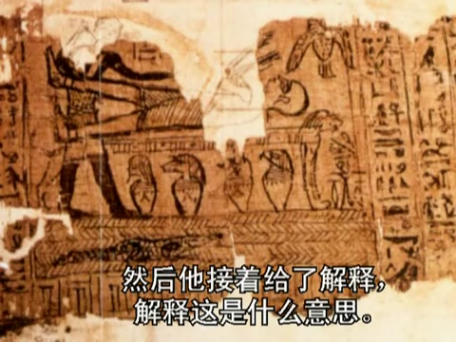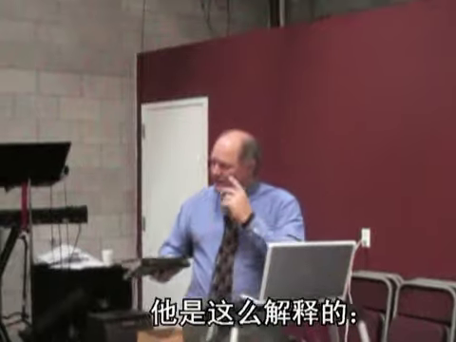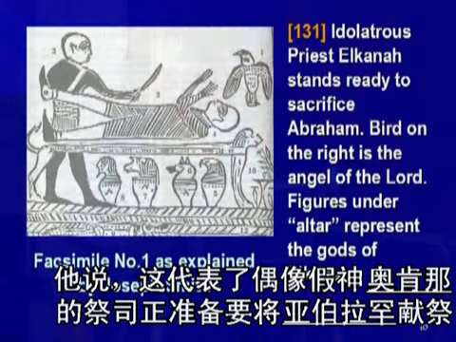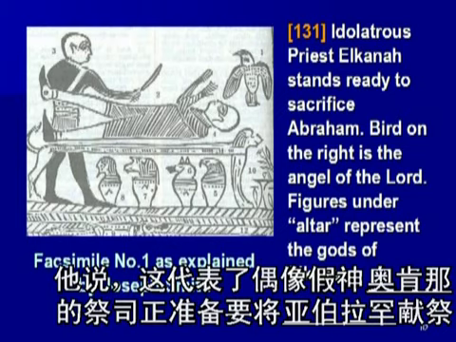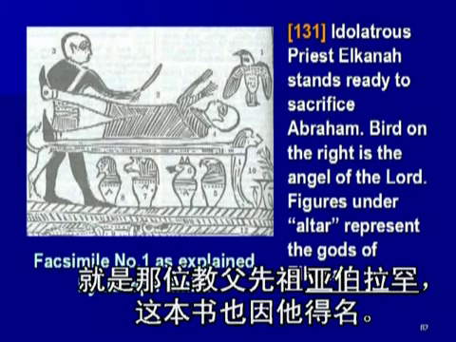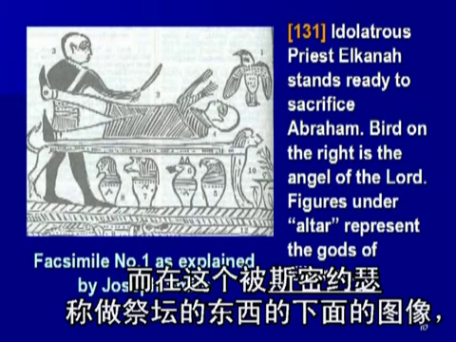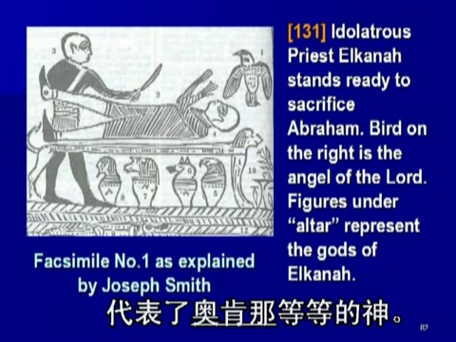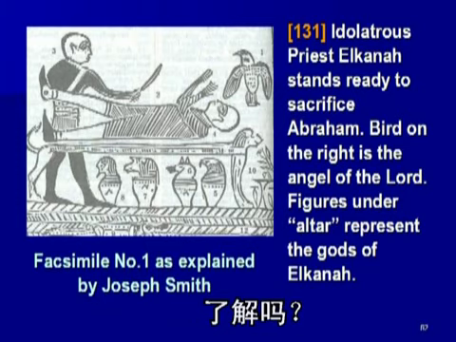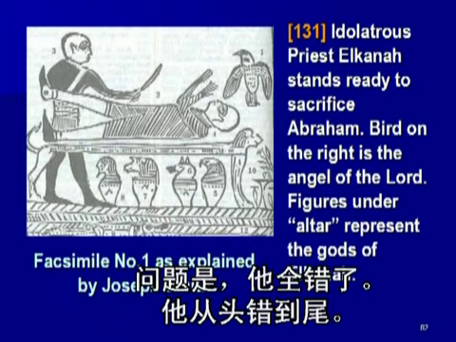And then he proceeds to give an explanation as to what these things mean. And there's what he says. He said that this represents the idolatrous priest, Elkanah, who stands ready to sacrifice Abraham, the patriarch Abraham, from which the book gets its name. The bird on the right, he says, number 1, is supposed to be the angel of the Lord, and the figures underneath this altar, he calls it, actually represent the gods of Elkanah. Okay? The problem, of course, is he gets it all wrong.